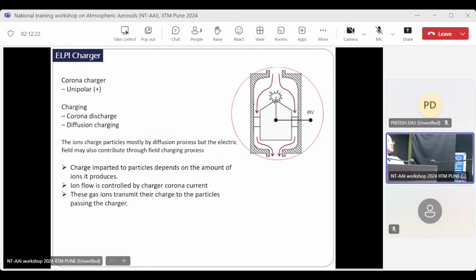So the charger, this we have discussed many times. The charger is corona based. The ions are generated, and these ions impart the known charge to the incoming aerosols, and the ion flow is controlled by the current. So we give some current and the voltage. The voltage is to generate the corona, and the current is to maintain that flow to give the known charge.